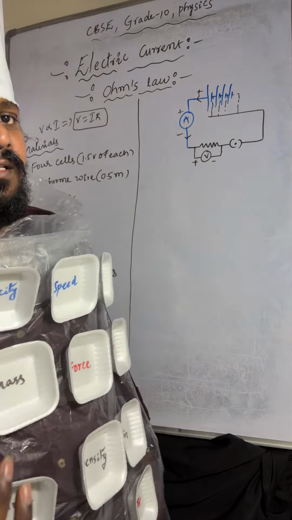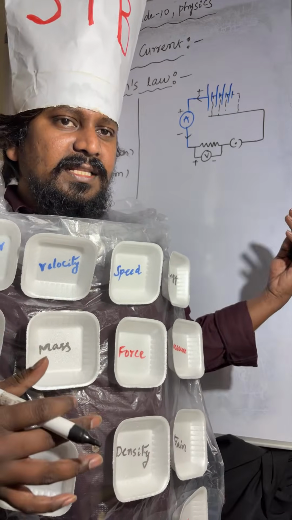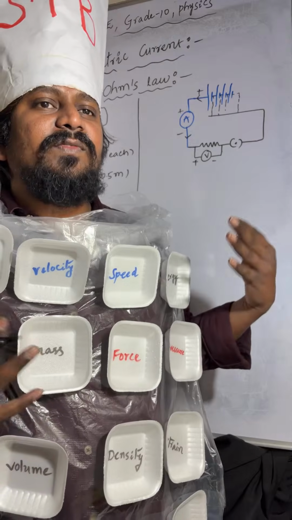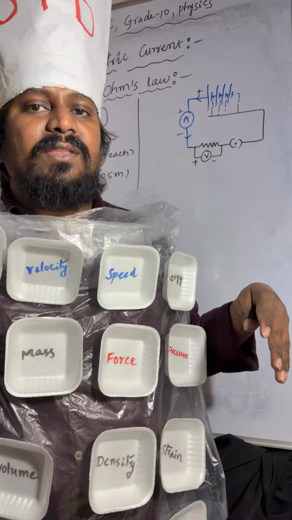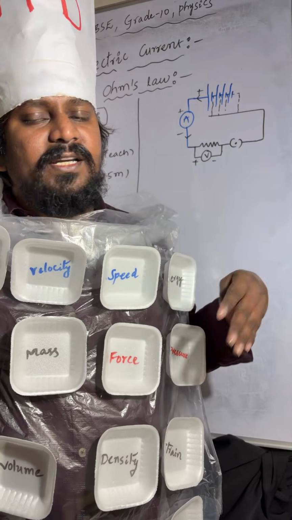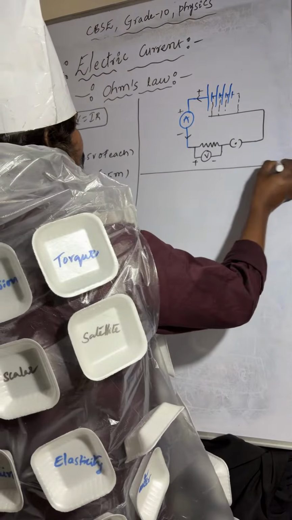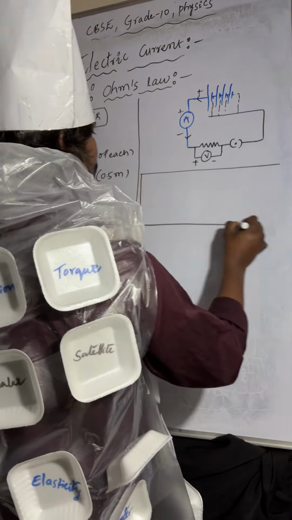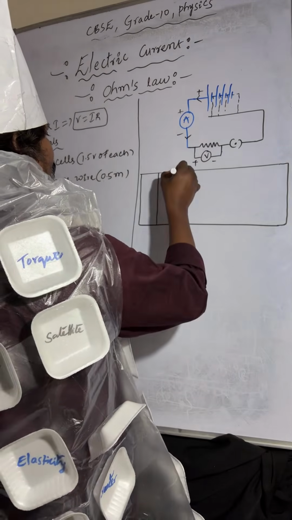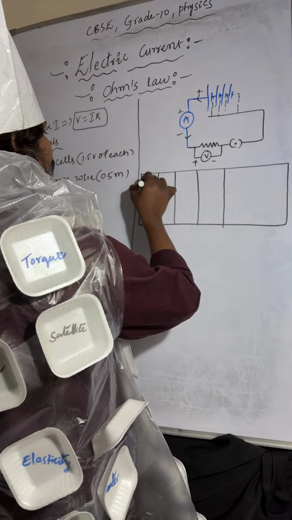Repeat the process for 3 and 4 cells, observe the readings of the ammeter and voltmeter, and mention them in the tabular form given. This is the tabular form: serial number, number of cells, ammeter reading, voltmeter reading, V by I.